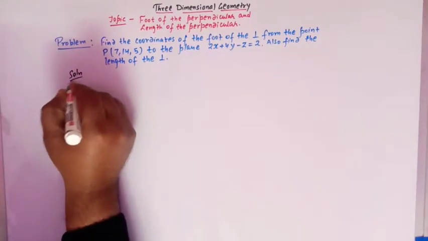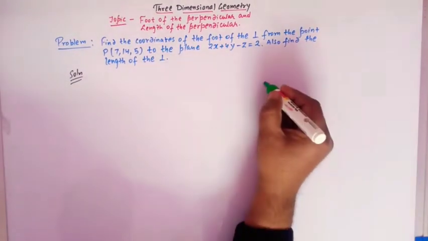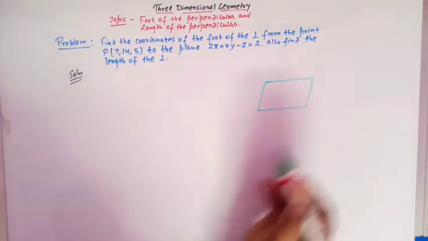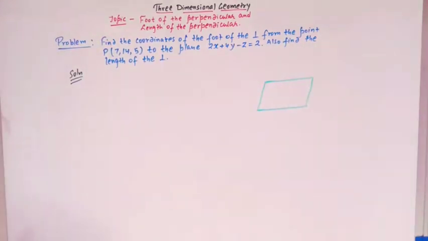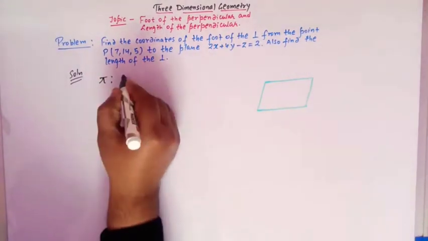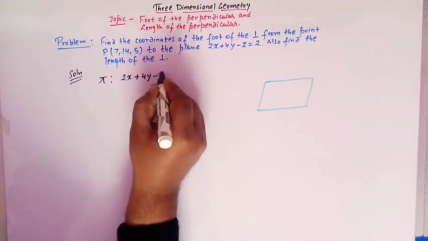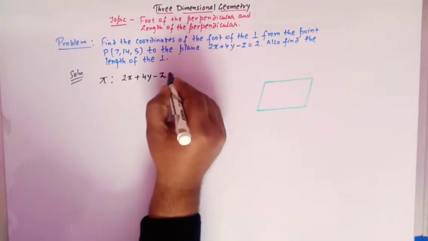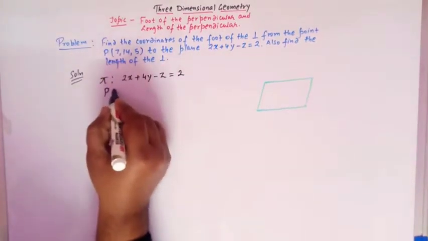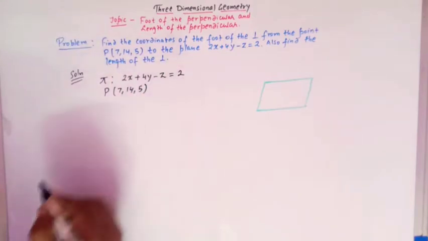So here we are given a plane, and the equation of the plane can be denoted by pi. Let us denote the plane by pi, and the equation of the plane is 2x + 4y - z = 2. And the given point P is (7, 14, 5).